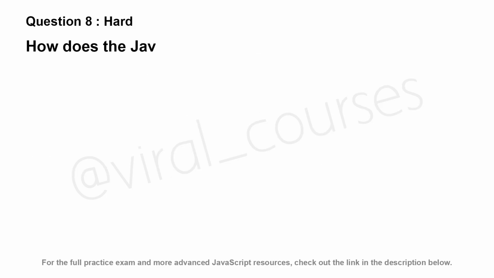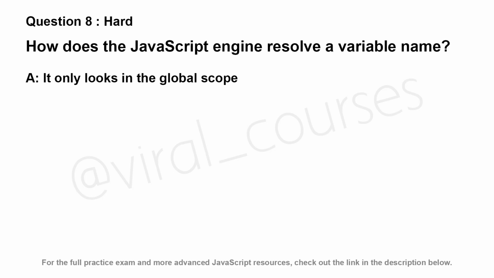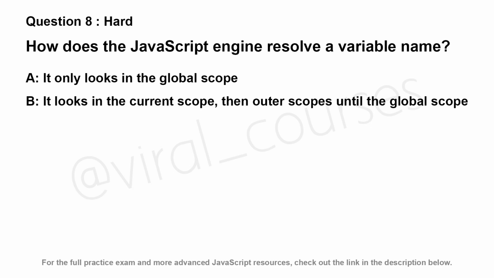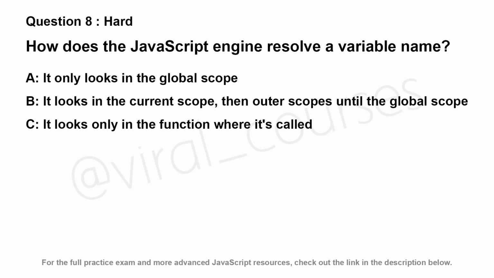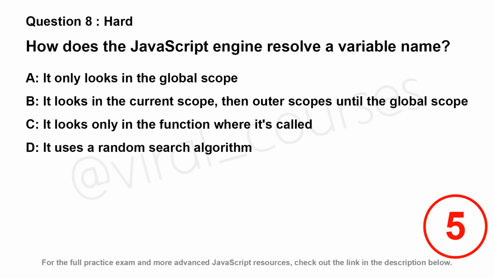How does the JavaScript engine resolve a variable name? Option A, it only looks in the global scope. Option B, it looks in the current scope, then outer scopes until the global scope. Option C, it looks only in the function where it's called. Option D, it uses a random search algorithm.